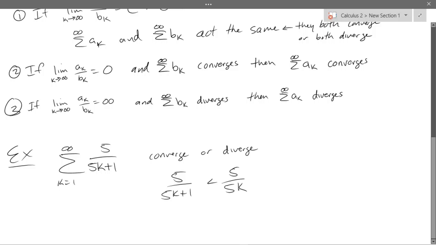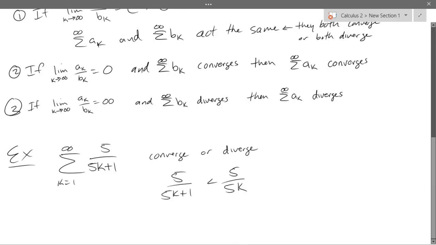So first of all, is this inequality true that I just wrote down? It's a little tricky to see with fractions. Which fraction has the bigger denominator, 5k plus 1 or 5k? 5k plus 1, which makes the entire fraction a little bit smaller. All right, so this inequality would be true as long as k is positive. Things get crazy if k is negative, but we're just going from 1 to infinity, so it would be positive.